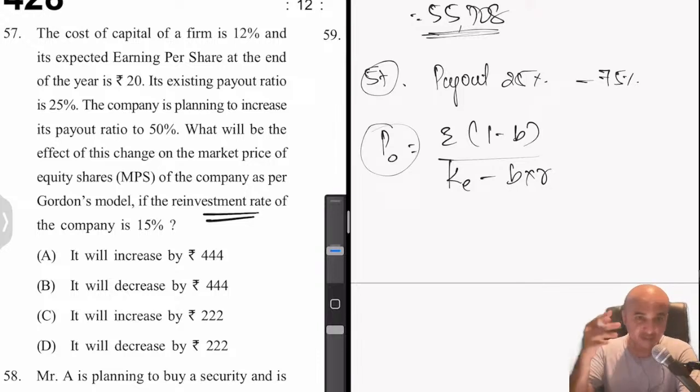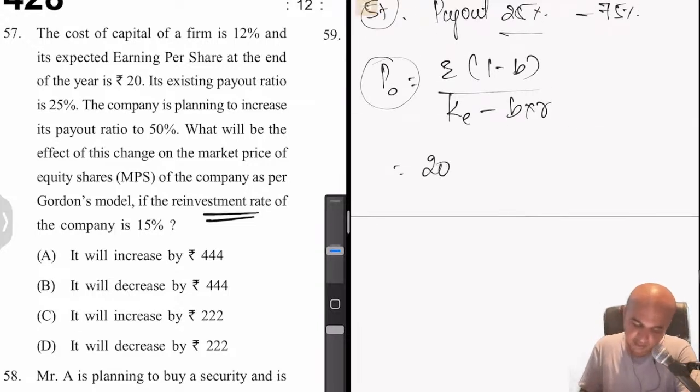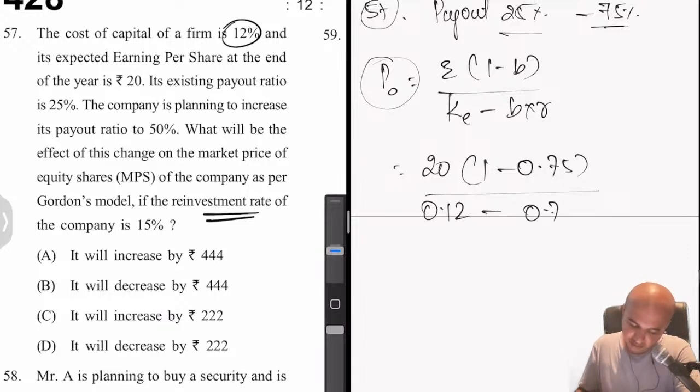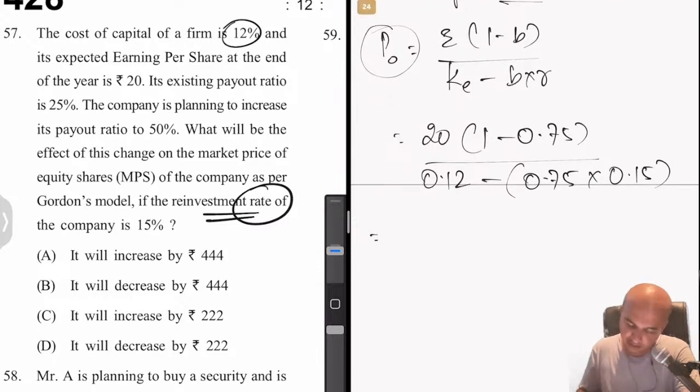Because we need to identify the difference, like what will happen if the retention ratio is that much, and what will happen if the payout ratio is 50%, because right now the payout ratio is 25%. So let us plug in the values. Earnings per share is 20 into 1 minus our retention ratio of 0.75, divided by cost of equity, which is 12%, so 0.12 minus 0.75 into reinvestment rate, which is 0.15. That's it. So do the math.